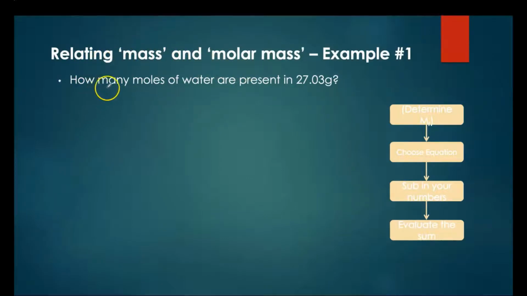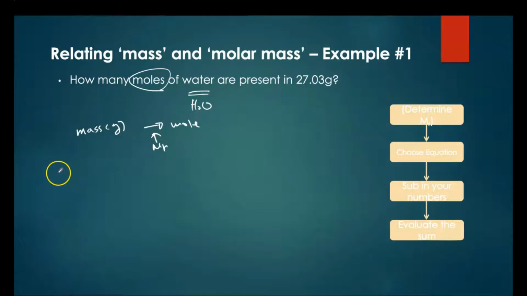First example: how many moles of water are present in 27.03 gram? Water is H2O. To convert the gram, which is the mass, to mole, we have to use the molar mass, which is the MR. The first step will be calculating the MR of H2O. We have 2 hydrogens and 1 oxygen, so we have 2 times 1.01 plus 16, which is equal to 18.02 gram per mole.